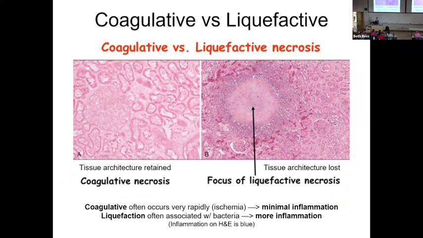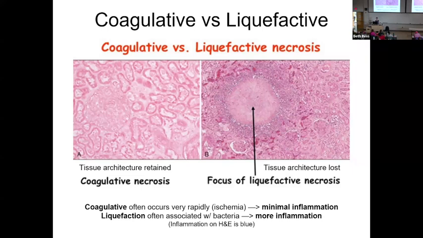Thank you. I have a different question. Are both of these well demarcated because the liquefactive still has the definitive ring of inflammation around it? Are you talking about these images or the stuff in general? The stuff in general, I would say that usually coagulative is more sharply demarcated than liquefactive. Liquefactive is messy. Coagulative is sharper. Does that make any sense?